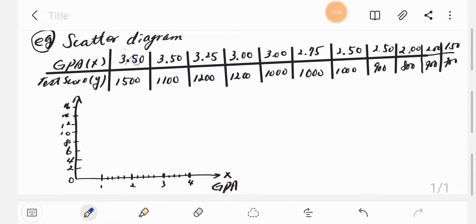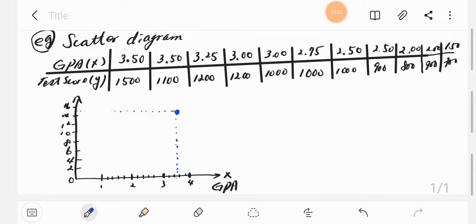All right, so GPA is 3.5. 3.5 is here, right between 3 and 4. And then go all the way up to 15. So 15 is between these two. Why don't I draw a little grid line so that we can find the intersection. So this point represents the GPA is 3.5 and the test score is 1,500.